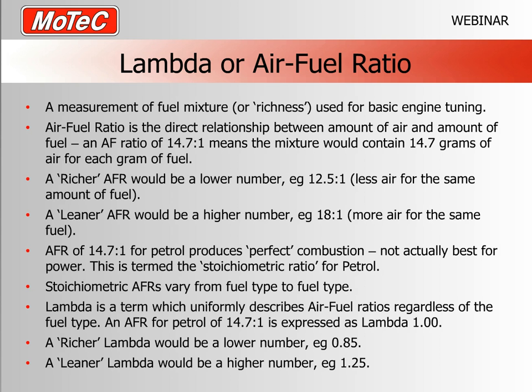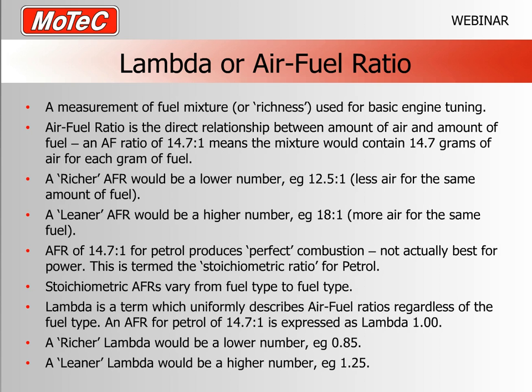So if we're looking for a richer air-fuel ratio, what that means is we have less air for the same amount of fuel, and a typical number would be something like 12.5 to 1. And if we're looking for a leaner air-fuel ratio, what that means is we have more air for the same amount of fuel, and another number you might see there is something like 18 to 1. So these have to be seen relative to that number of 14.7 to 1, which is the stoichiometric number, the air-fuel ratio that produces what they call ideal or perfect combustion.